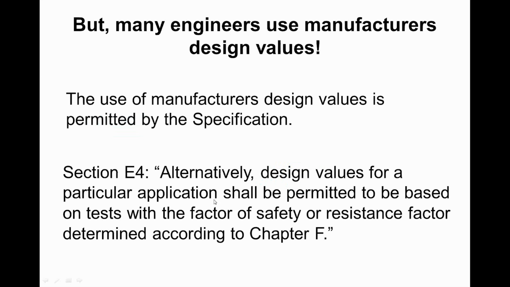Many engineers use manufacturer's data. Nothing wrong with that. But how do we do that then within the specification? Section E4 is the only provision in the 2007 edition of the specification that says, hey, you don't have to use these equations. What it says basically is, alternatively, design values for particular applications shall be permitted to be based upon tests. Those tests have been done by the manufacturers. So this provision here is what enables me as an engineer to use manufacturer's data instead of the equations in the specification.